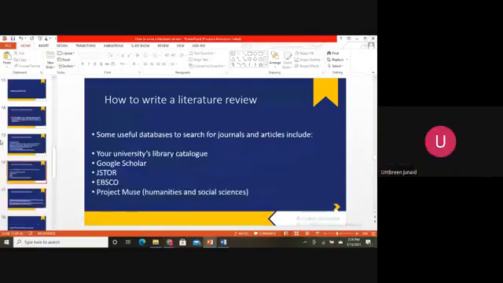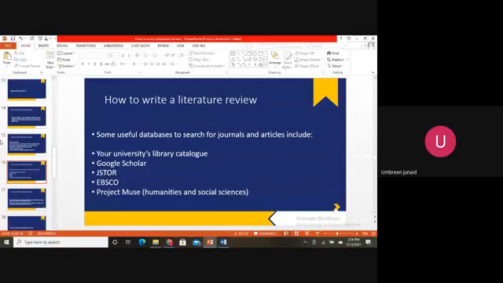Some useful databases to search for journals and articles include your university's library catalog, Google Scholar, JSTOR, EBSCO, Project Muse. Project Muse, especially, it's a website. It means it's a link or it's a portal where you exactly get the topics related to humanities and social sciences. So basically, these are for finding some research articles, research journals and books.